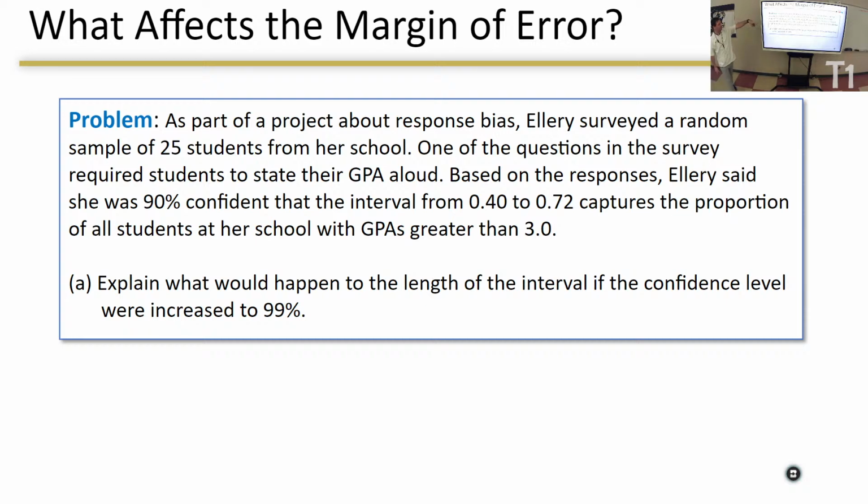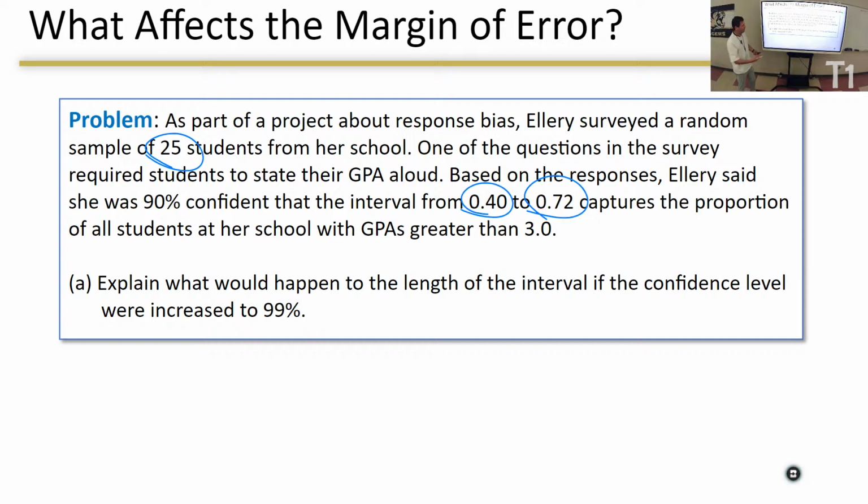Yada, yada, yada. The project surveyed a random sample of 25 students. That's not a whole lot of students. I really wish that they would take a bigger sample size than that. But they sampled 25. One of the questions was, what is your GPA? The 90% confidence interval from, wow, 0.4 to 0.72. That's a pretty big confidence interval. It captures the true proportion of all students with a GPA greater than 3.0.